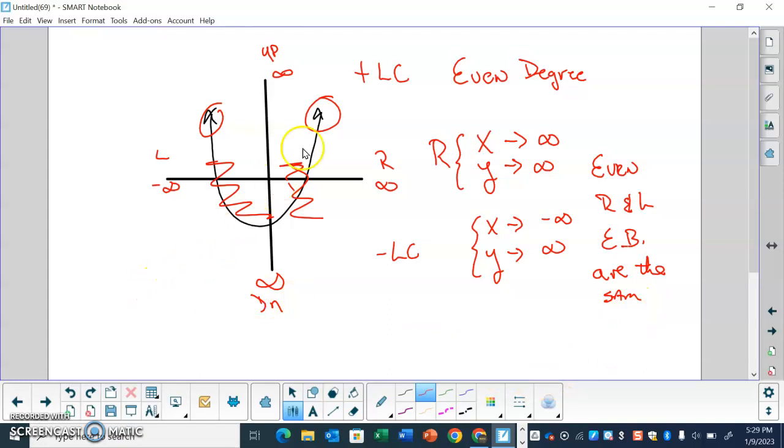Okay. So if it's facing down, it would be negative. The leading coefficient would be negative, and down would give me a curve kind of like this. So if this is my arrow here, and this is my arrow here, we know that on the right-hand side, x is going to positive infinity, and y on that side is going to negative infinity. And since it is even, because they're going to be the same, that means my left-hand side, x going to negative infinity, is going to be the same as my right-hand side, y going to negative infinity.